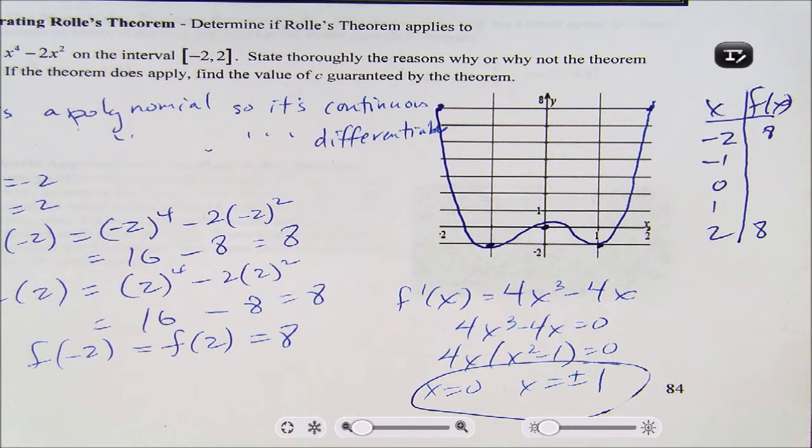Okay? So the endpoints don't have to have a derivative of 0? Correct. Okay. I was thinking the endpoints were critical points, but they're not. No. Okay? Questions? Any other questions? So that's Rolle's theorem.